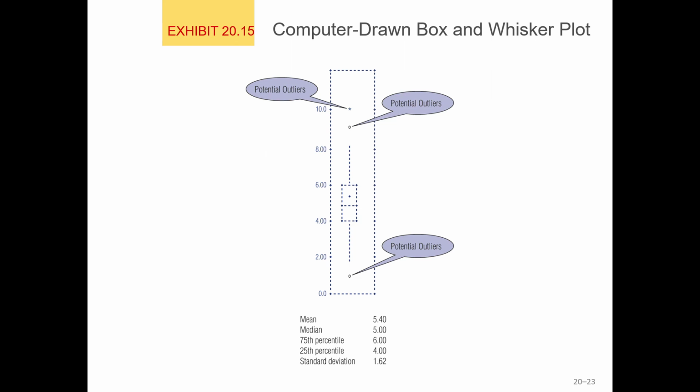Here is a box and whisker plot example, and we can see the outliers, the values that lie outside the normal range of the data. They can be potential outliers. Yes, you can see them here.